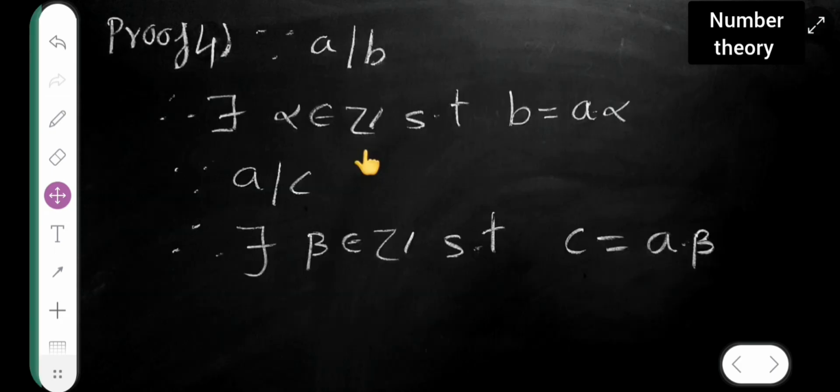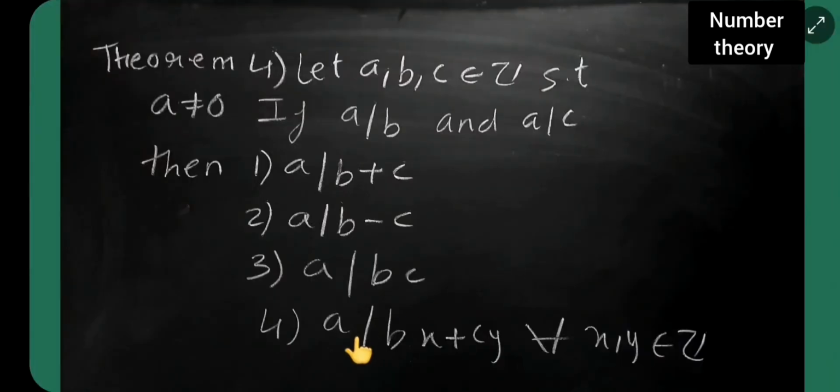Now the fourth one is what? Proving the fourth one, that is a divides bx plus cy for all x, y belonging to integers, okay. Right, that a divides b and a divides c.